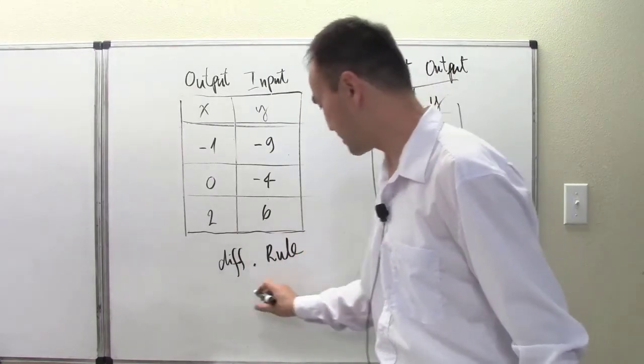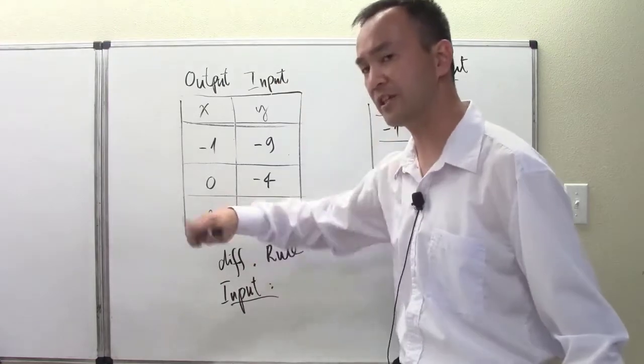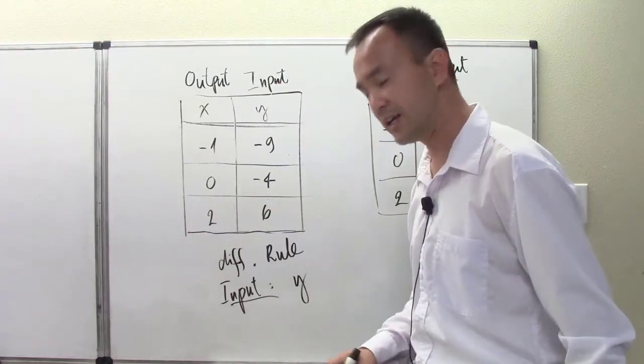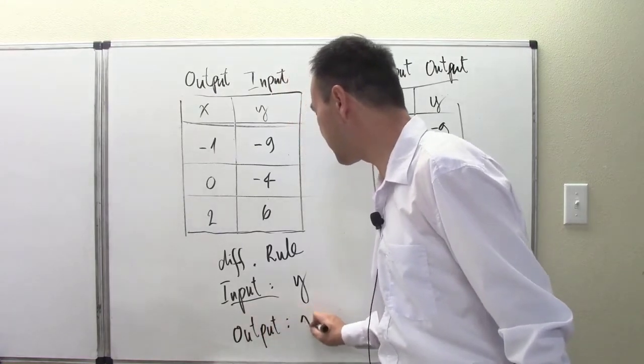It can still take an input, and this time the roles reverse: the y is the input, and the x is the output.